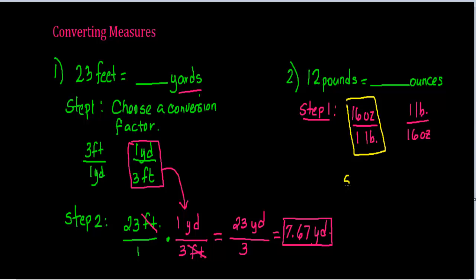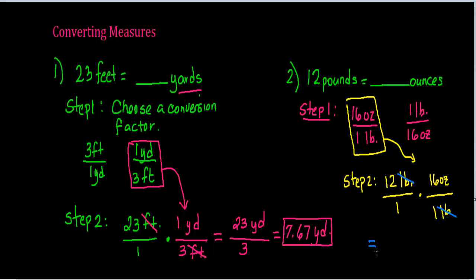Let's set up the problem. For step 2, what we have is 12 pounds, and we write it over 1. That's the number they gave us originally. I'm going to multiply it by the conversion factor that I chose, which is 16 ounces over 1 pound. And now watch what happens. I can take pounds and cancel it with pounds. And that's what I want anytime I'm converting units. I want to cancel the units and just have the units that I need.